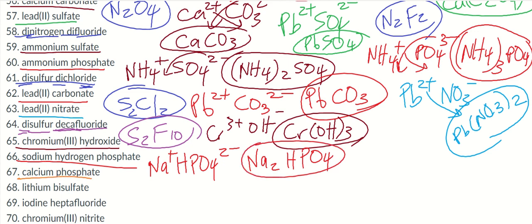All right, calcium phosphate. Calcium, second group on the periodic table, 2 positive charge. Phosphate is PO4. You need to memorize these polyatomic ions. Phosphate, 3 negative. Crisscross.